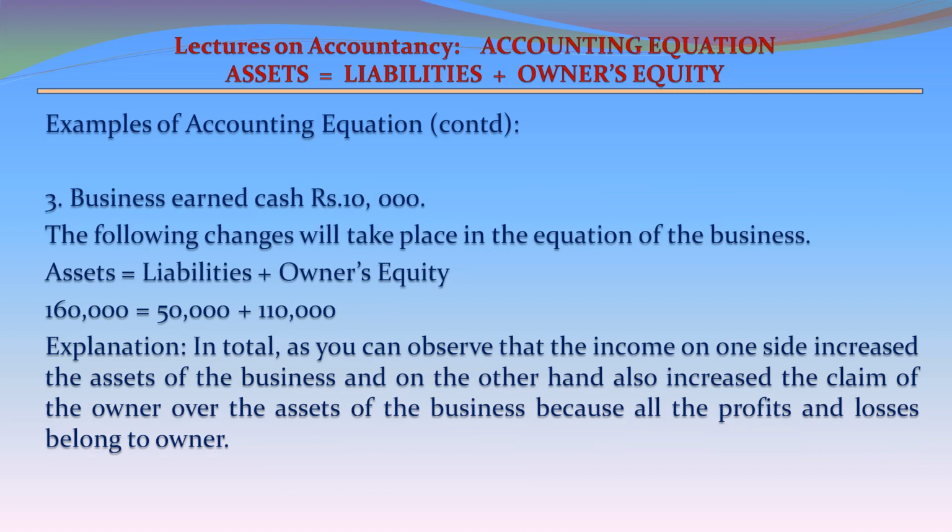3. Business earned cash 10,000. The following changes will take place in the equation of the business after this transaction. Assets is equal to liabilities plus owner's equity: 160,000 is equal to 50,000 plus 110,000. Explanation: as you can observe, the income on the one side increased the assets of the business, and on the other hand also increased the claim of the owner over the assets of the business, because all the profits and losses belong to the owner.